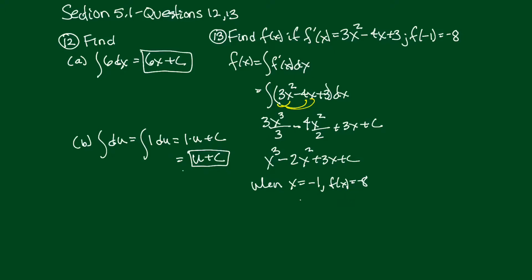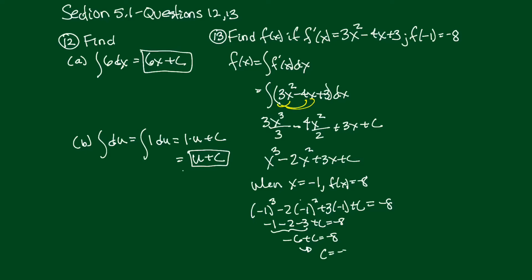So let's write that. Put in negative 1 here. We'll get negative 1 cubed minus 2 times negative 1 squared plus 3 times negative 1 plus c. This is all equal to negative 8. Let's count it up here. What do we get? Here's a negative 1. Now negative 1 squared is 1 times negative 2 is negative 2, minus 3, plus c is negative 8. So what do I get here? I think that's a negative 6 plus c is negative 8. So add 6 to each side, we'll get c is negative 2.